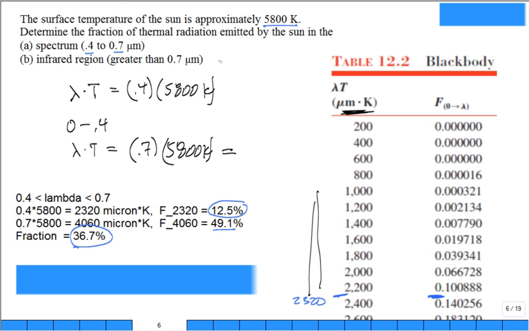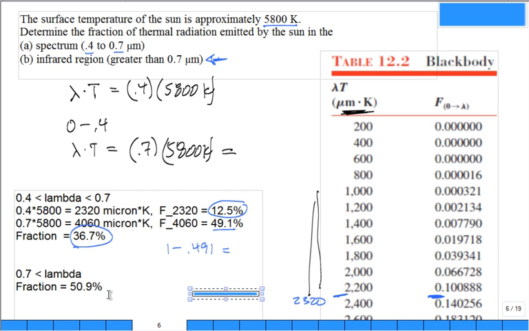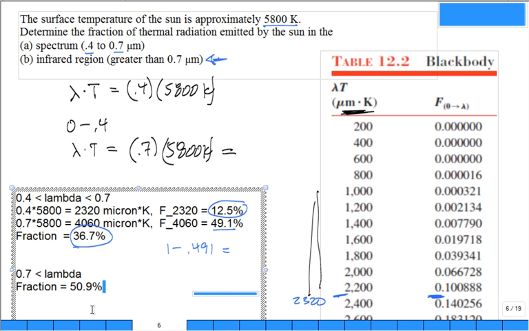What's in the infrared region, greater than 0.7? How much? Almost 50. Well, it's actually going to be 1 minus 0.491, isn't it? Yeah. So it'll be 50. Won't it be 50.9? Right? Yeah. All right. So the table's slick, but you have to go and interpolate, unfortunately, in it, or code it up some way.